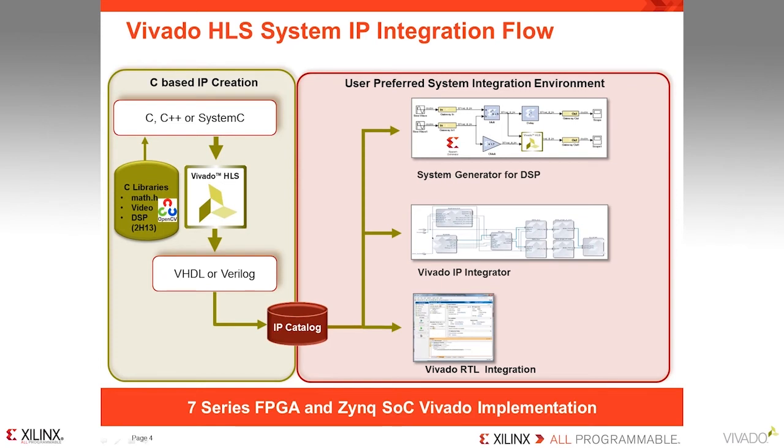and throughout the rest of the Xilinx Vivado design suite. So it can be imported as an RTL block into Vivado RTL. It can be used in Vivado IP Integrator, and it can be used as a single block in System Generator for DSP. So the output of Vivado HLS can be added to the IP catalog and used throughout the entire Xilinx ecosystem.